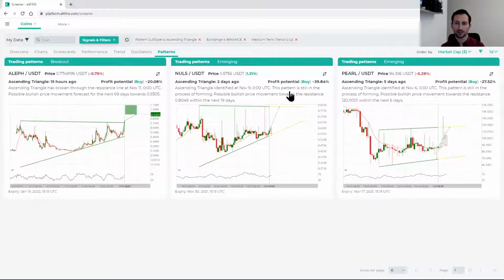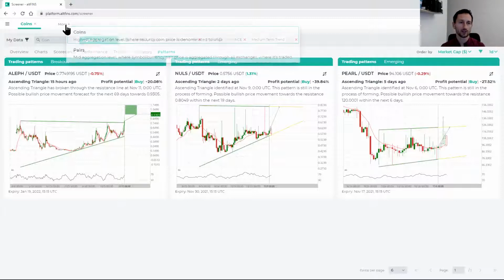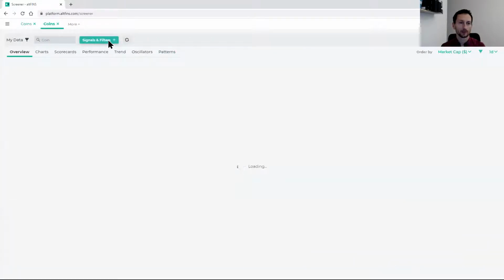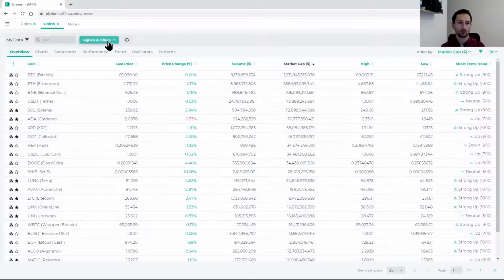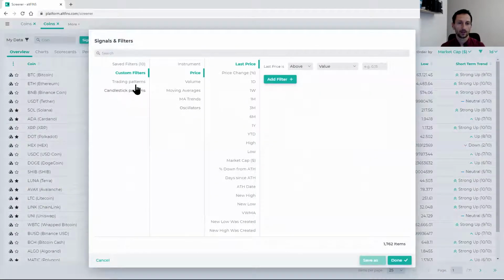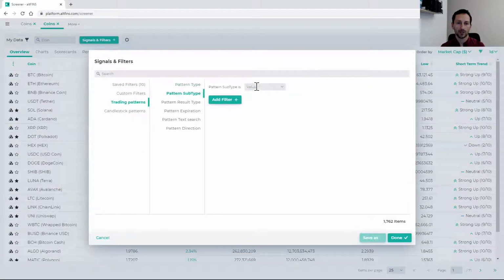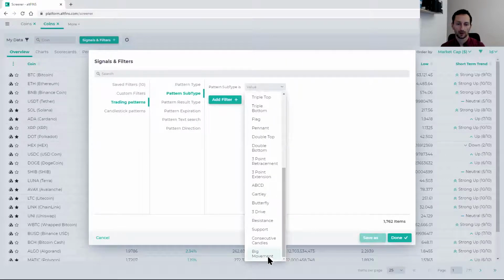And so these are basically the ones that we saw earlier on the patterns page. But the benefit of this is that you can add additional filter criteria to say that I only want those that are in an uptrend, or only those that are on the Binance exchange, or perhaps some other criteria. So I talked about the consecutive or the big movements. So let's open up another coin tab. One way to leverage that would be to say on the trading patterns subtype would be the big movement.